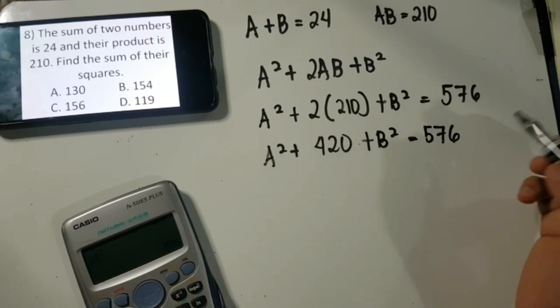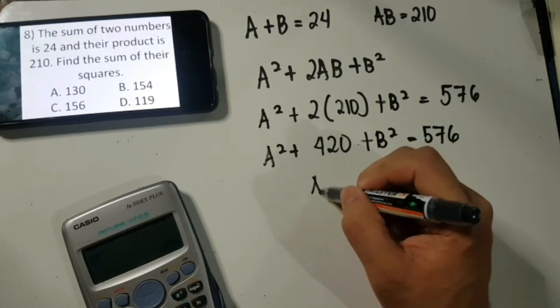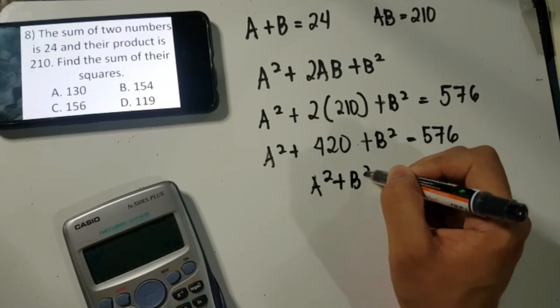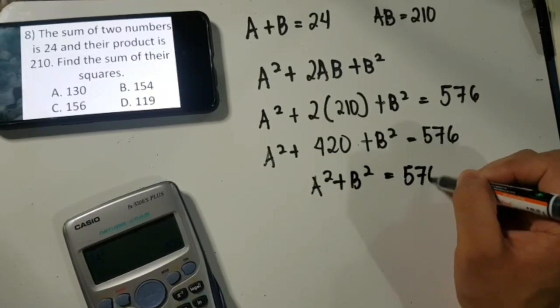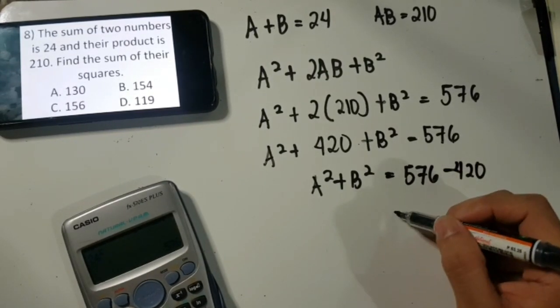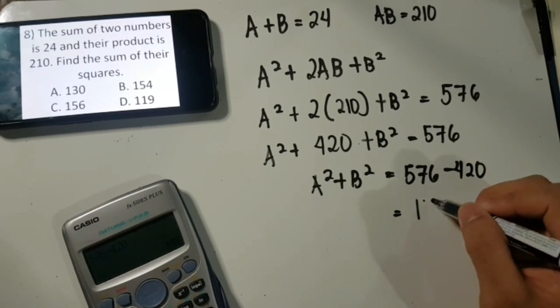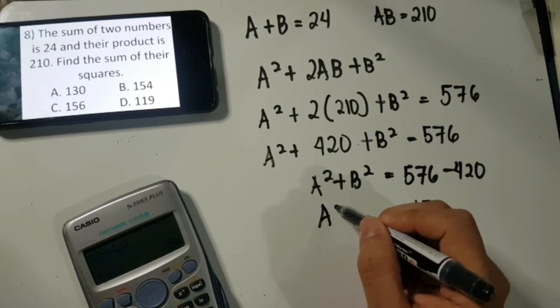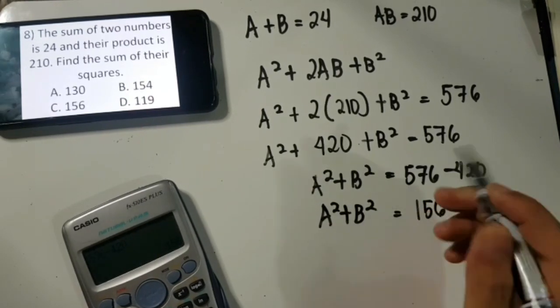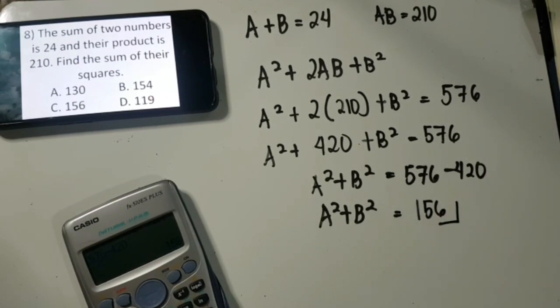So, para makuha natin yung sum of the squares of these two numbers, kailangan ma-isolate silang dalawa sa isang side. So, subtract 420 both sides. A squared plus B squared is equal to 576 minus 420. 576 minus 420, that is 156. So, the sum of the squares of these two numbers is 156. So, answer here is letter C.